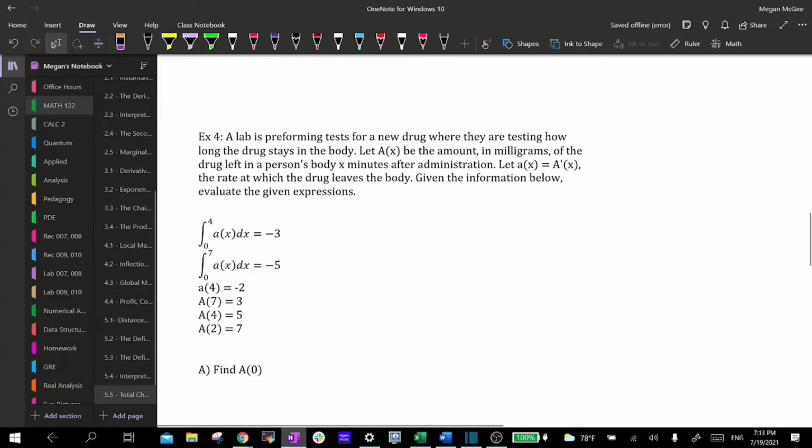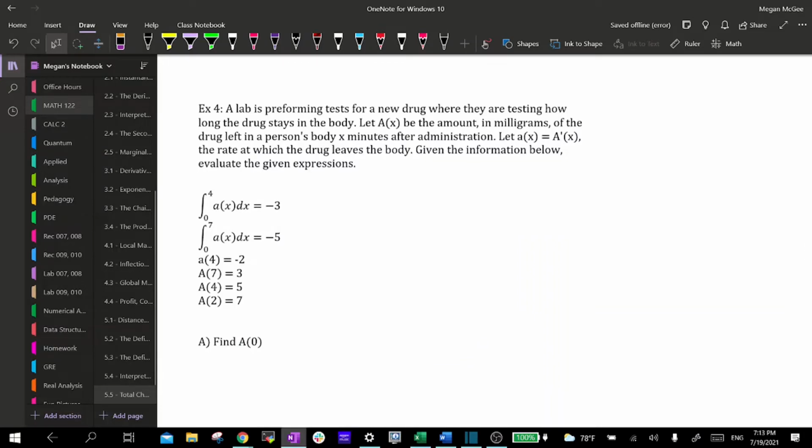Okay, so example 4. A lab is performing tests for a new drug where they're testing how long the drug stays in the body. Let A of x be the amount in milligrams of a drug left in a person's body x minutes after administration. Let lowercase a of x be the derivative of capital A, okay? The rate at which the drug leaves the body. So given all of this information below, we're supposed to evaluate A and B.